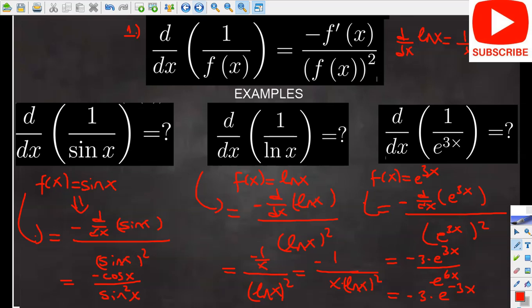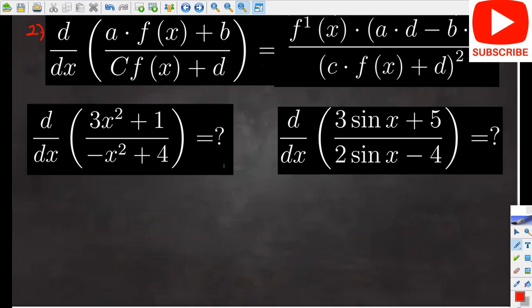Okay, let's move on to the second derivative trick. In this case, what we see is d over dx of a times f of x plus b divided by c times f of x plus d. In this case, a, b, c, and d are constant numbers. In order for us to apply this shortcut method, f of x should be both on top and on the bottom. As long as we verify that, this is the formula: f prime x times a times d minus b times c, kind of a cross product, divided by the bottom expression to the power of 2.